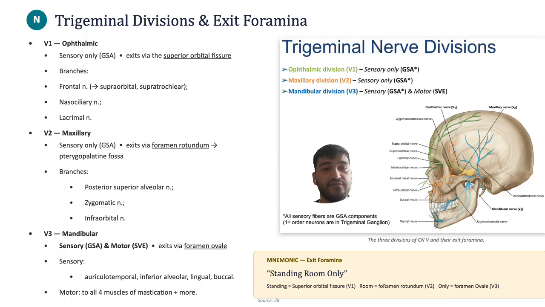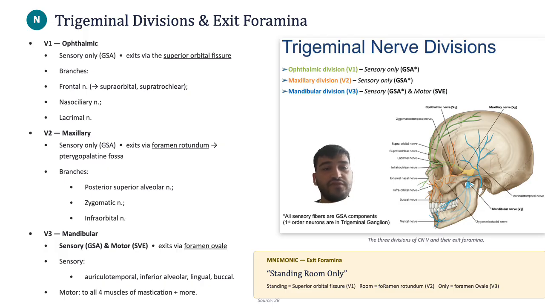And then we have different branches for the trigeminal. So for the V1 ophthalmic, just GSA, which is sensory, and it exits via the superior orbital fissure, which was the one we discussed in the first one, I guess. And then after that, we have the branches of the V1 ophthalmic. I like to group them as NFL. So we have nasociliary, frontal, and lacrimal. Frontal becomes supraorbital and supratrochlear as well.